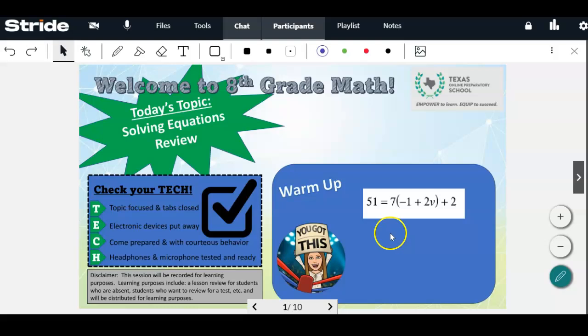All right, so today's topic is solving equations review. We have a warm-up. You can try using your calculator, see if you can get the answer before me.